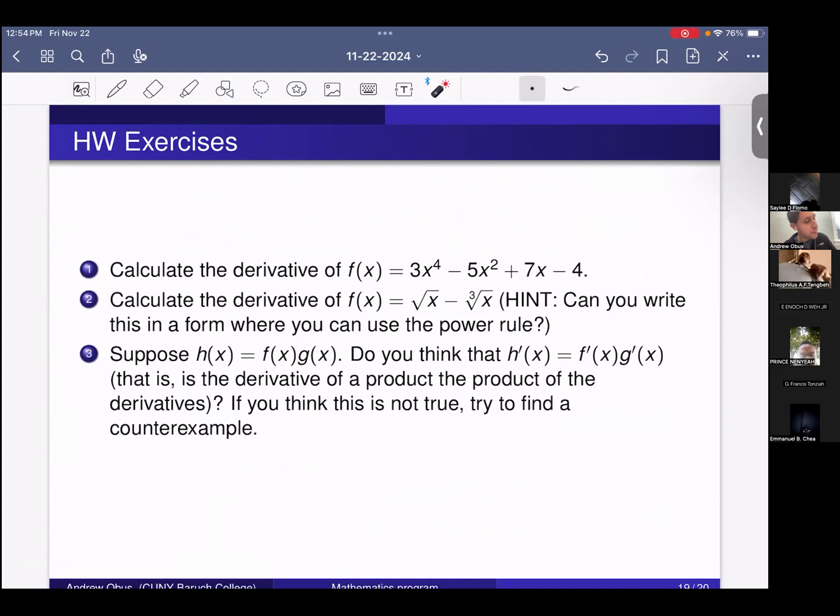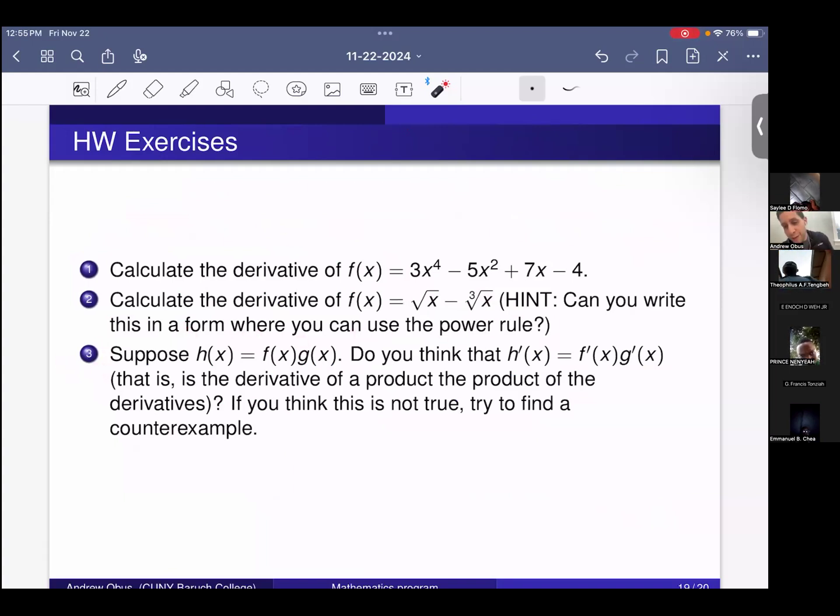Okay, so a few homework exercises. So first one, it's pretty straightforward. Just calculate the derivative of this polynomial, to practice with what we did before. Second one is calculate the derivative of f of x equals square root of x minus cube root of x. And the hint is, can you write this in a form where you can use the power rule?